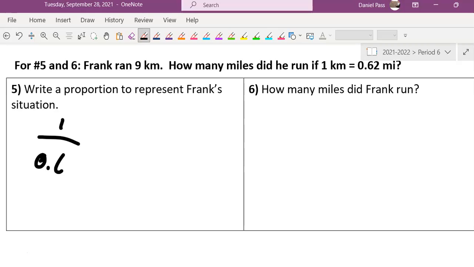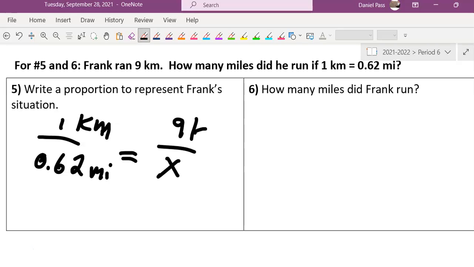That equals 9 over x. Okay, so 1 is kilometers, right? And this is miles. So 9 is kilometers on top. Does he have kilometers in the same place, both in the numerator, everybody? Yup. Very good. Okay, now can you do the cross multiplication, sir?